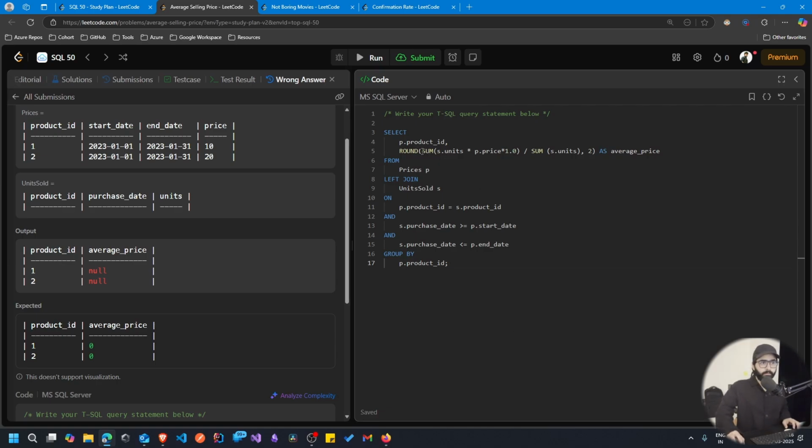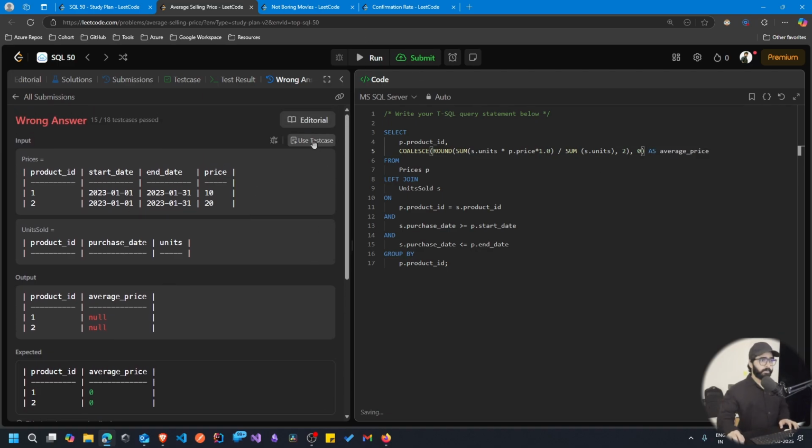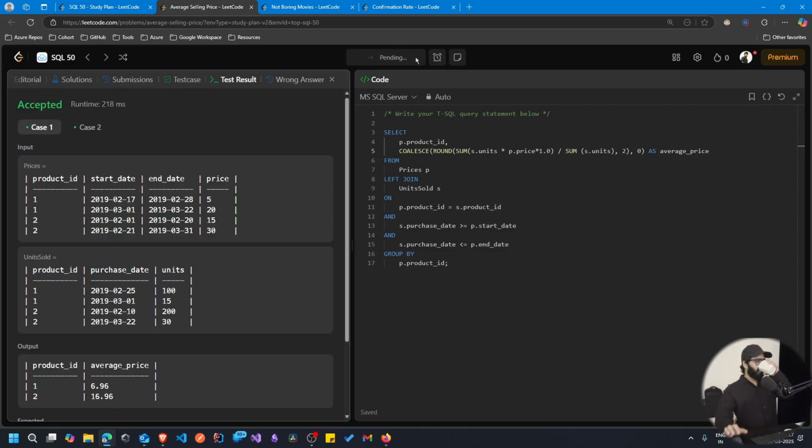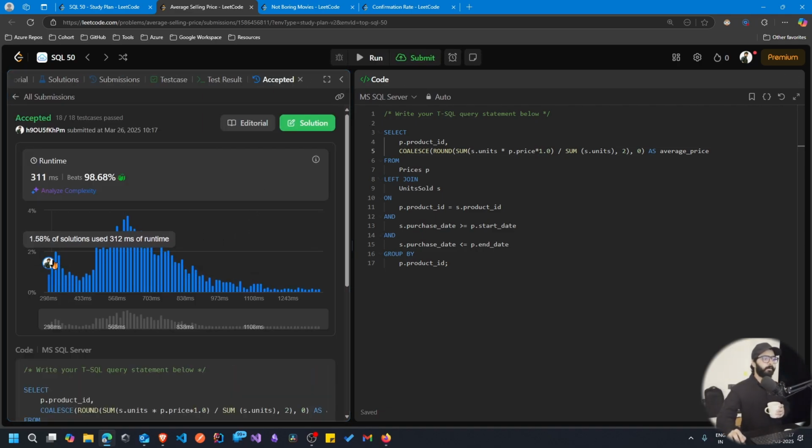So what we can do, we can take this entire thing and use our coalesce function. Let me use this test case specific and try to run. Yep, submitted.